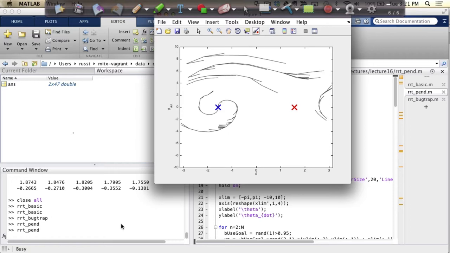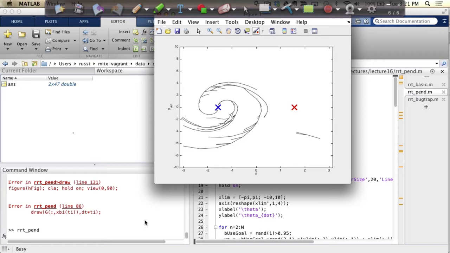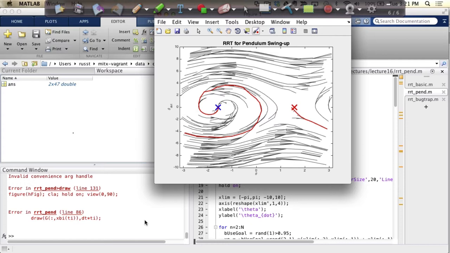So with some probability, look at that. Look how fast that one was, right? Depending on how lucky you are, you might take a ridiculous number of samples to find a path. You might take a few samples if you got really lucky. This one was somewhere in between. But it does find a path to the goal if it exists, and if you give it enough samples.